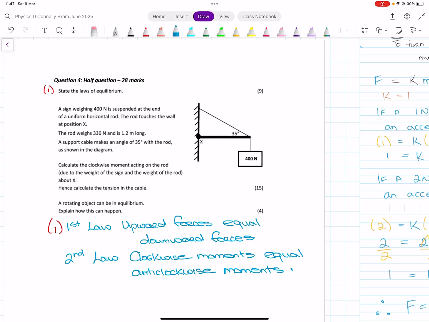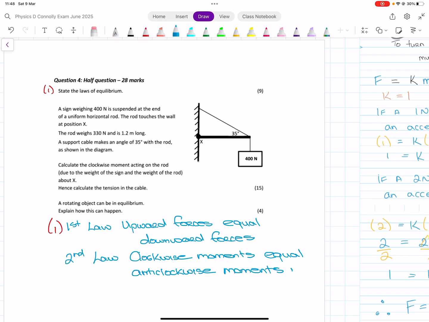So, second question. A sign weighing 400 newtons is suspended at the end of a uniform horizontal rod. The rod touches the wall at position X. The rod weighs 330 newtons and is 1.2 meters long. A support cable makes an angle of 35 degrees with the rod. Calculate the clockwise moments due to the weight of the sign.